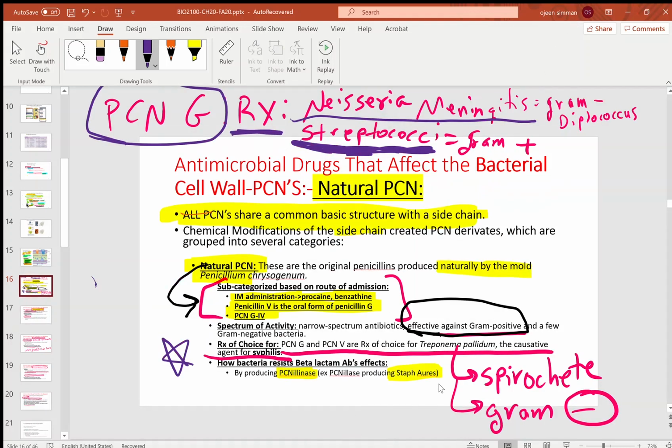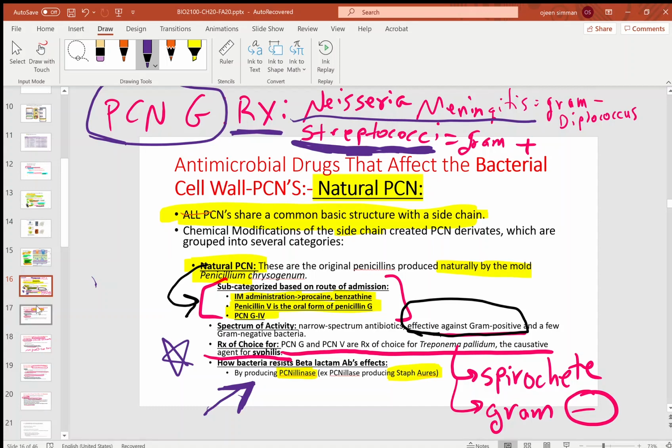Okay, so how do bacteria develop resistance against these natural penicillins? Well, bacteria develop resistance by producing an enzyme called penicillinase. So that means, for example, Staphylococcus aureus is a bacteria that produces penicillinase enzyme, which means you cannot use penicillins to treat Staph aureus infections.